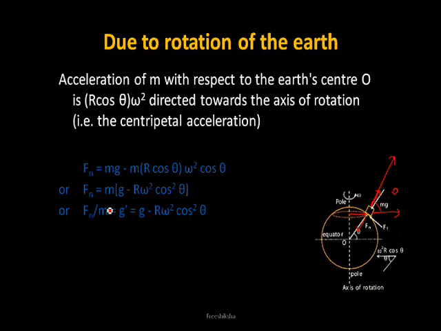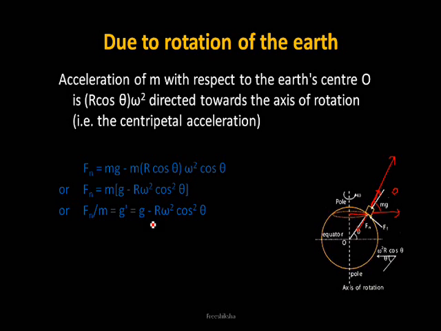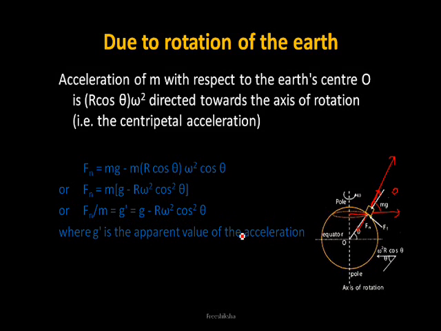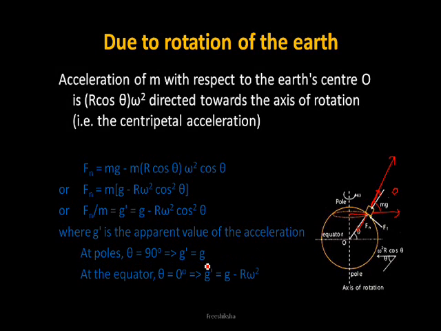We can take m as common, and now Fn upon m is equal to g dash. There is a change in gravitation, so that will be equal to g minus r omega square cos square theta, where g dash is the apparent value of acceleration that is experienced by the object. So at poles where theta is 90 degrees, g dash will be equal to g, and at the equator theta is equal to 0 degrees, so g dash will be equal to g minus r omega square.